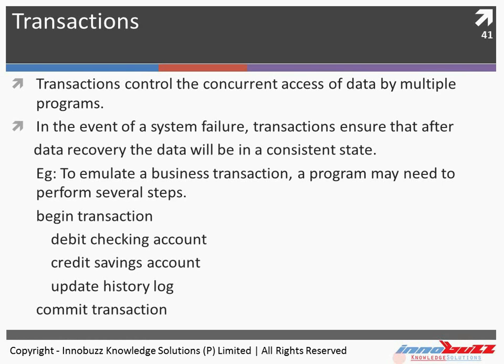So, for example, if you want to consider a business transaction in any simple application, a programmer may need some steps. For example, consider a banking transaction, which will begin the transaction, debit the checking account, credit the savings account, and update the history log. So these are all a set of operations done by the program. Finally, you need to commit or roll back. So this is the set of instructions being executed before commit or rollback. This is how transactions are useful to maintain the consistent state.